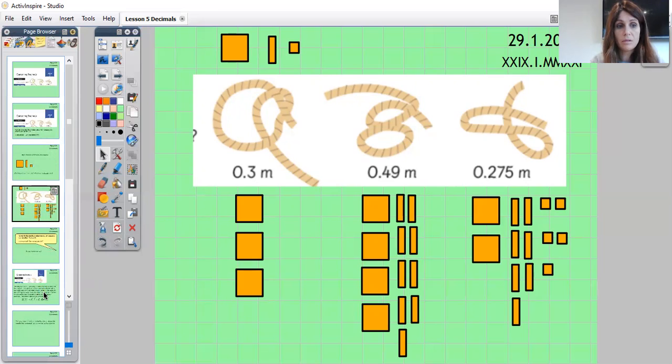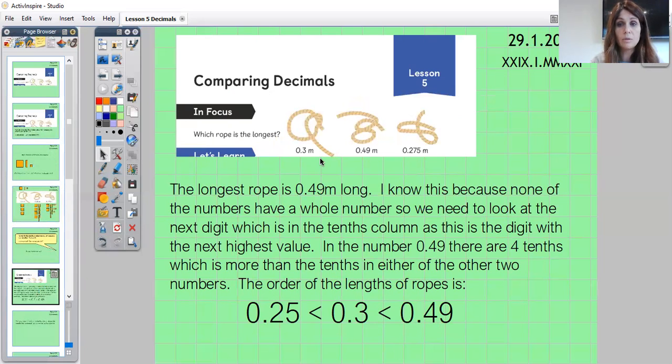So just to go on to our In Focus, remember it's always really important that we think about writing the explanation, so we don't just answer it and move on. We've got to think about how we would compose that answer, and we always try to put some numbers into it to explain it. So here's my answer, and I hope you got something similar. The question was, which rope is the longest? 0.3 meters, 0.49 meters, or 0.275 meters? And my answer is: the longest rope is 0.49 meters long.